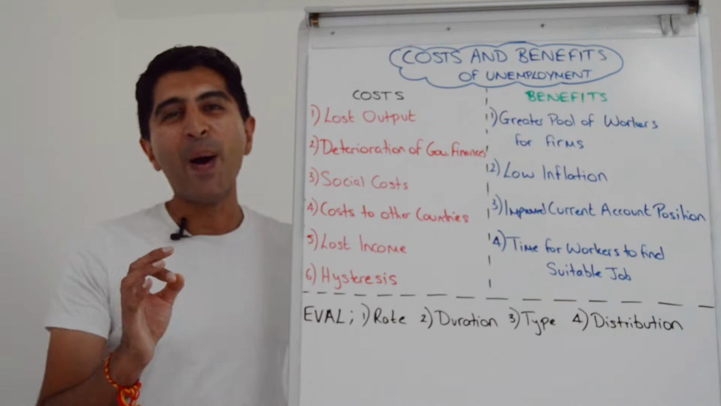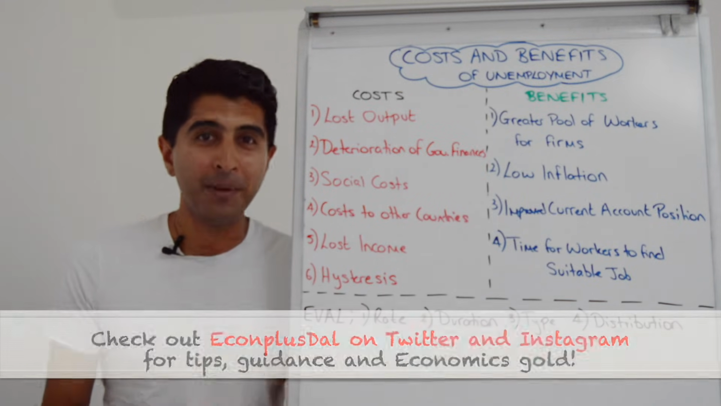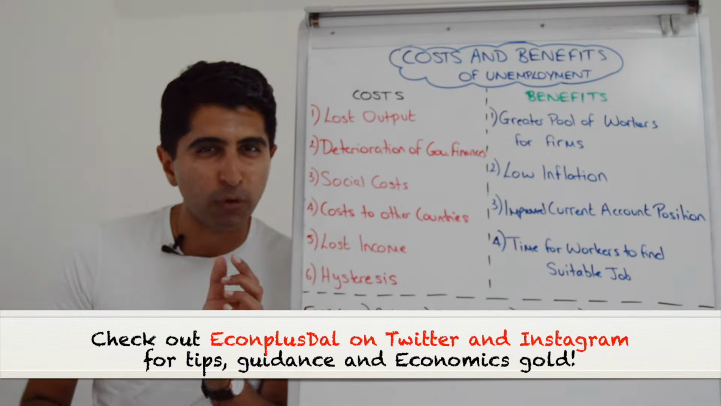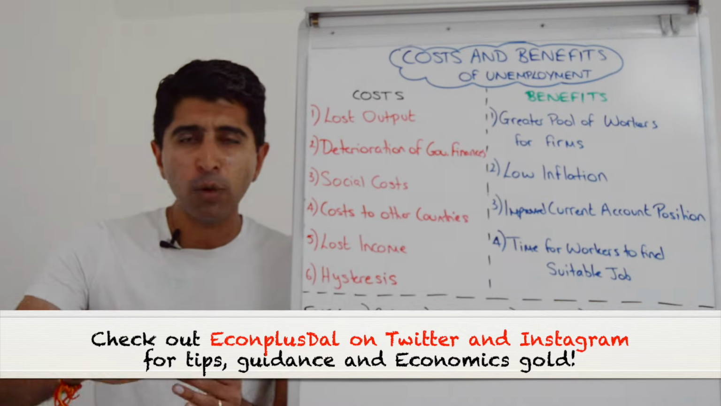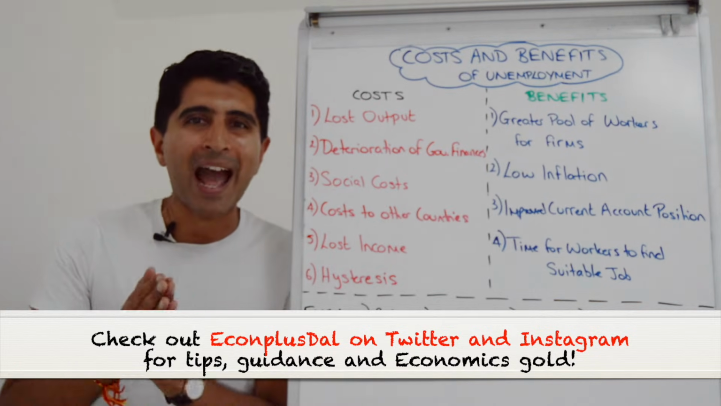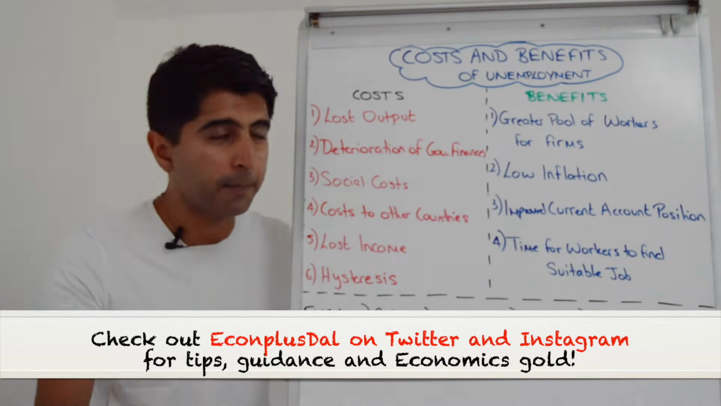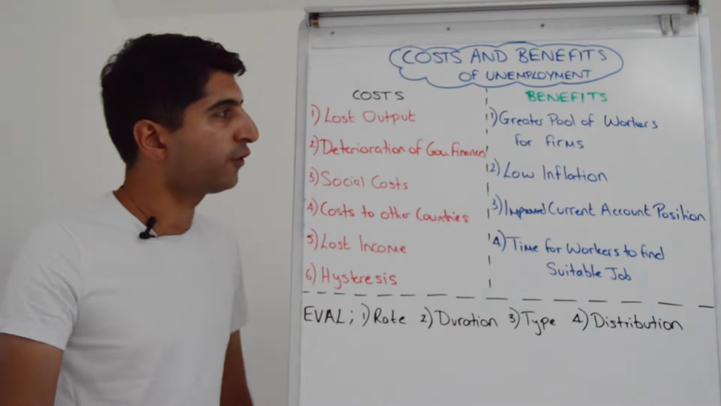Hi everybody, we know the macro objective for unemployment is low unemployment or full employment, very much implying that when unemployment gets high, the costs of that outweigh the benefits. In this video, let's cover both sides, starting with the costs of unemployment.